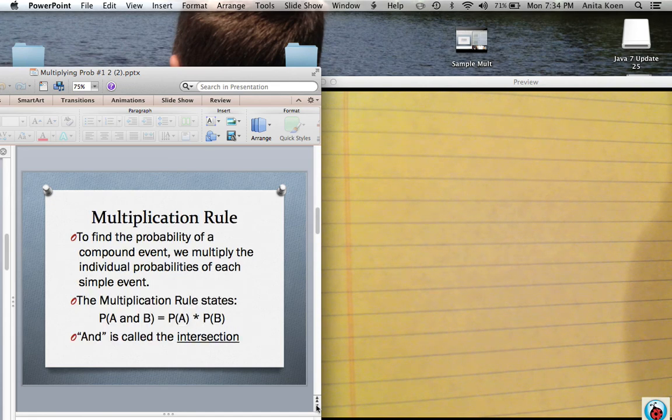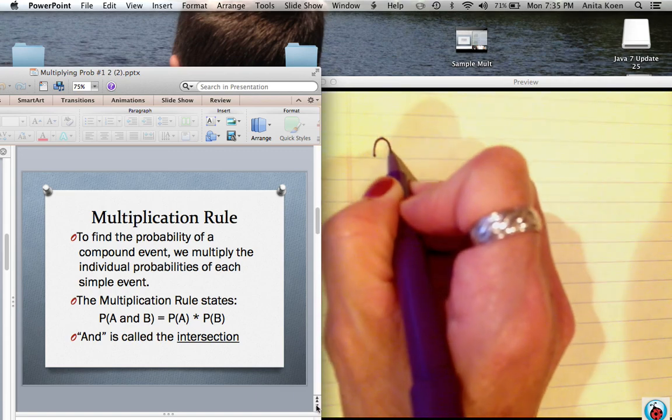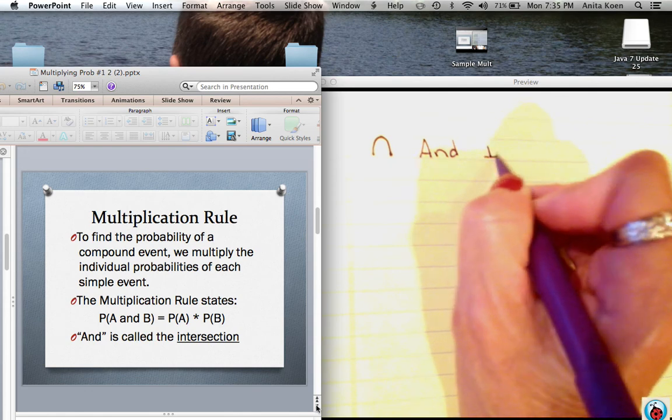The multiplication rule is going to help us to find the probability of a compound event. To find that probability, we multiply the individual probabilities of each simple event. The multiplication rule states that the probability of A and B happening is equal to the probability of A times the probability of B. Remember, the word "and" is called the intersection, and we also learned this symbol to mean "and" or intersection.